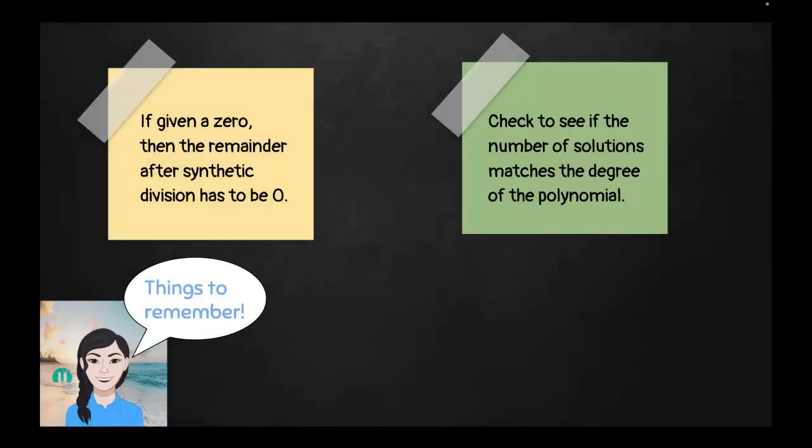Now here are some things for you to remember. If you're given a 0, or even if you're given a factor of a polynomial, then the remainder after you do synthetic division has to be 0. That is your way of being able to double check yourself. Now the other thing that you want to keep in mind is you want to always check to see if the number of solutions, or the zeros that you're trying to find at the very end, matches the degree of the polynomial. Now that degree is going to help you to double check and see if you actually found all the solutions and have all the solutions that you needed.